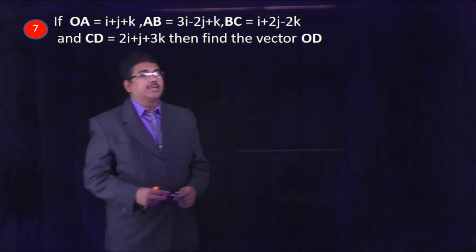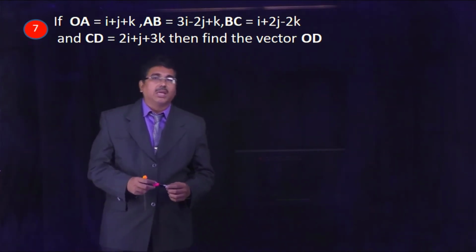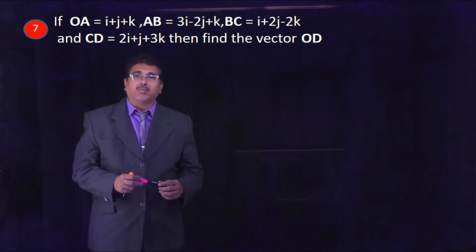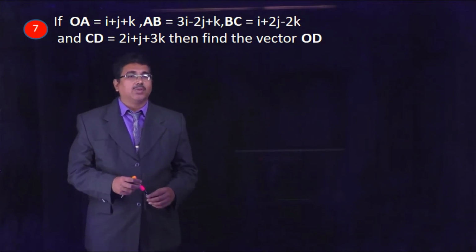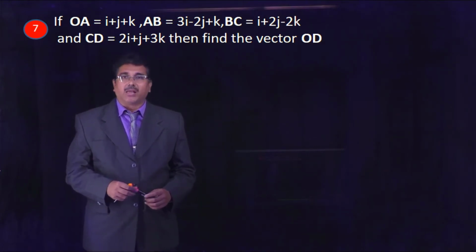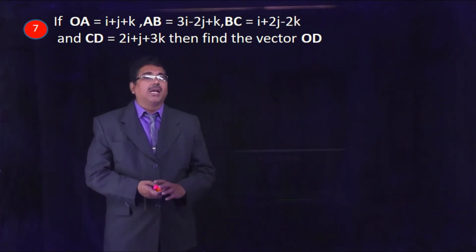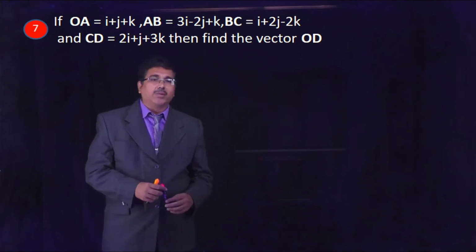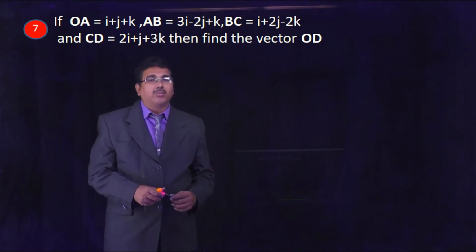Right. Question number 7. If OA bar is equal to I bar plus J bar plus K bar, AB bar is equal to 3I bar minus 2J bar plus K bar, BC bar is I bar plus 2J bar minus 2K bar, and CD bar is 2I bar plus J bar plus 3K bar. Find the vector OD bar.